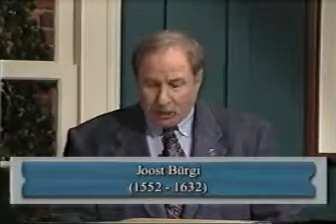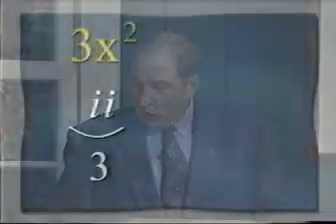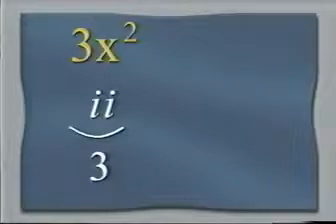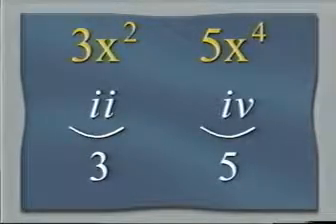A modification to Bombelli's notation was made in 1619 by Jobst Burgi. He replaced the number in the arc with a lowercase Roman numeral. For example, the 3x to the second would be written by Burgi as a 3 with II, the lowercase Roman numeral 2, above it. And the 5x to the 4th would be written as a 5 with the IV, the Roman numeral 4, above it.